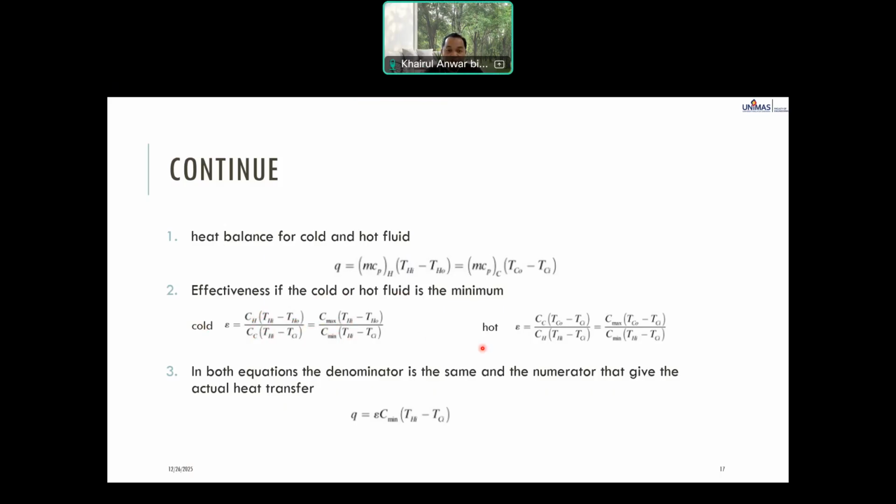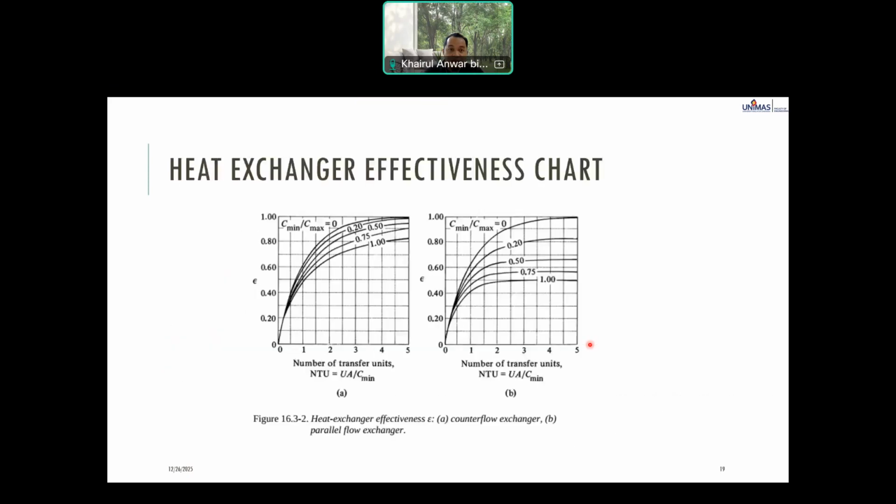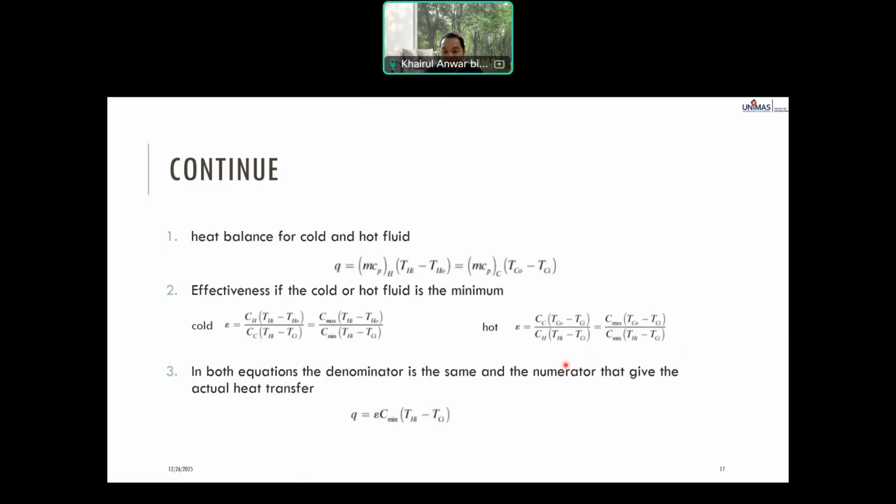But if the hot is the minimum, later we have an example. So if the hot is the minimum, CC divided by CH equal to C max. So in this case, C max (THI minus THO) over C min (THI minus TCI). So if the hot is the minimum, C max (TCO minus TCI) divided by C min (THI minus TCI).